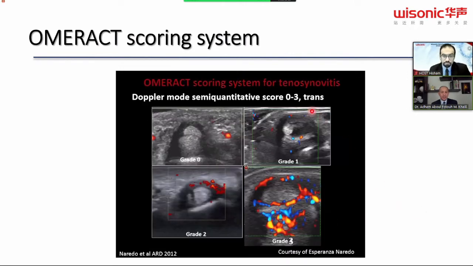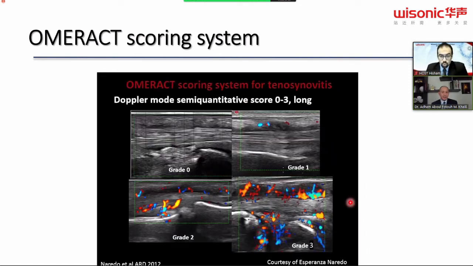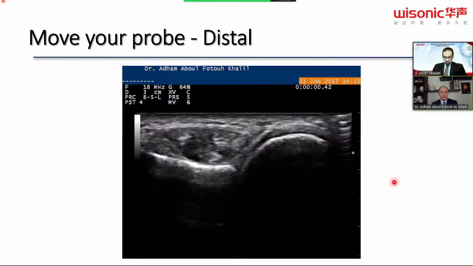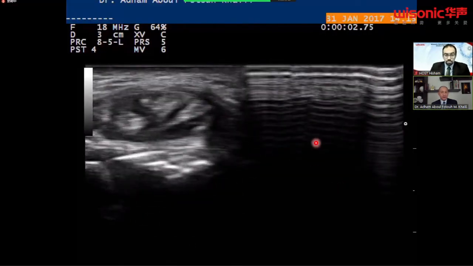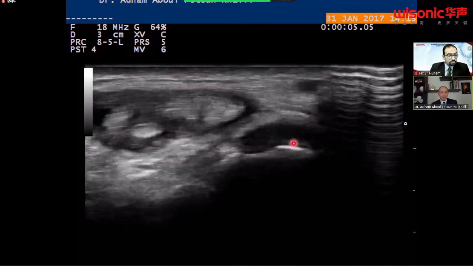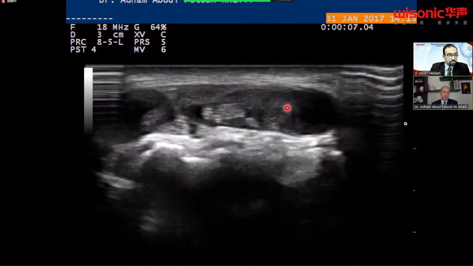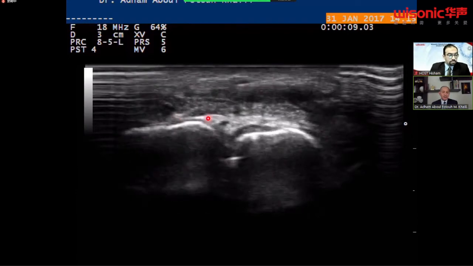This is the OMERACT for the transverse view of the tendon with power Doppler, and then with power Doppler for the longitudinal view. Again, 0, 1, 2, 3, or normal, mild, moderate, and marked affection. Of course, like I told you, the Doppler can be helpful. Here, if you move the probe proximal and distal, you can see the tenosynovitis of the wrist.